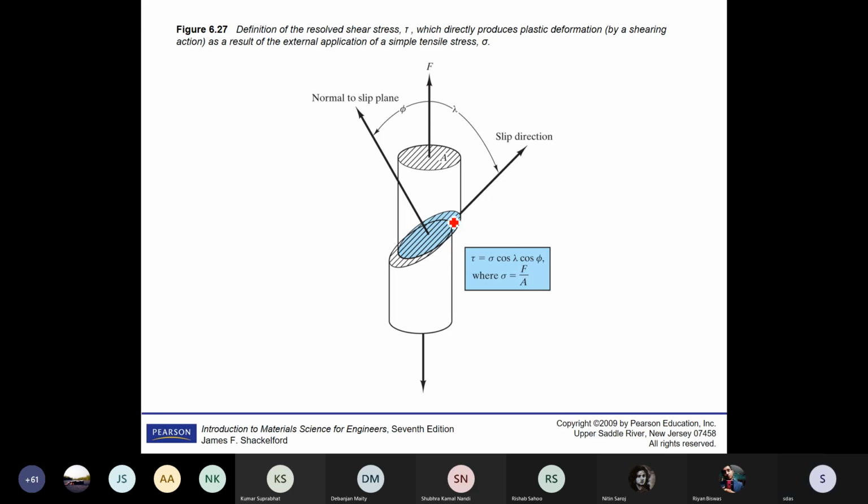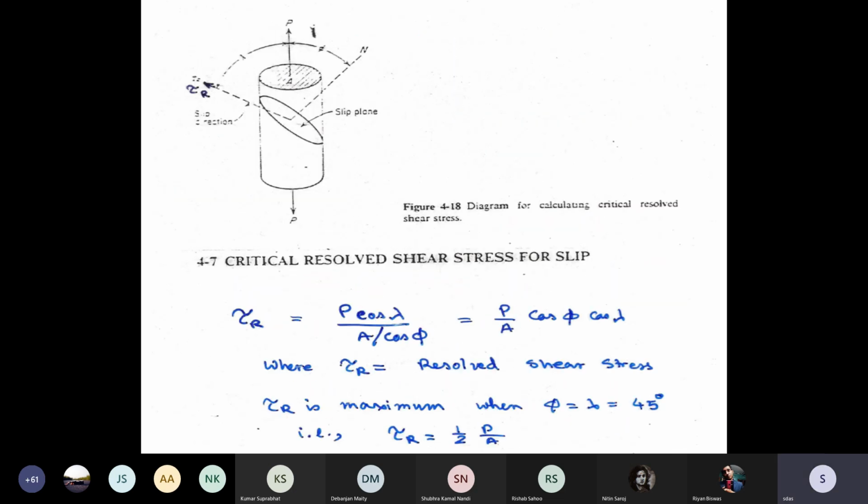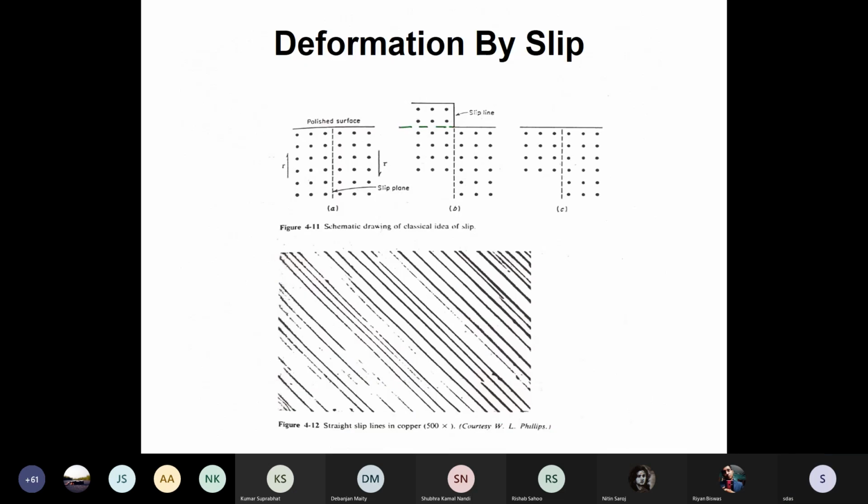Now, another concept we will introduce to you. Look at it: a perfect, polished surface. If slip takes place, you create an offset. You see a plan view like this for a single crystal. The movement, the slip, took place by an integral number of the Burgers vector or atom spacing. So if you polish it, it goes away.